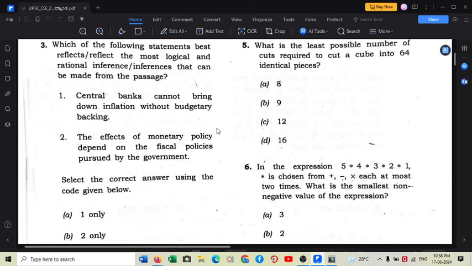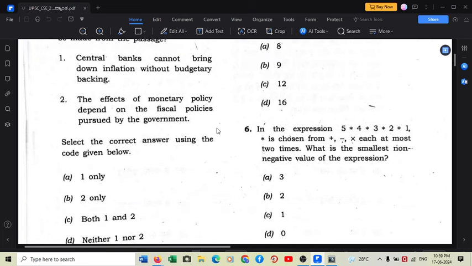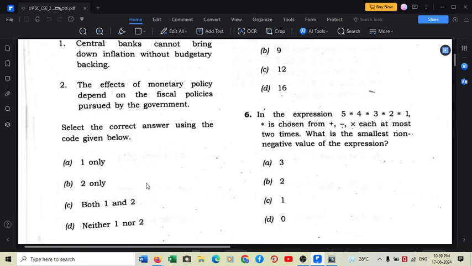Statement 2: the effects of monetary policy depend on the fiscal policies pursued by the government. This is absolutely right. Monetary policy means decreasing or increasing interest rates, and if we increase or decrease interest rates, that has an impact on the fiscal policy of the government. What is fiscal policy? When the government increases or reduces tax rates, or controls or expedites spending, that is all about fiscal policy. So monetary policy has a lot of impact on fiscal policy. That is correct as per the passage. So the answer is B, which is true only, right?